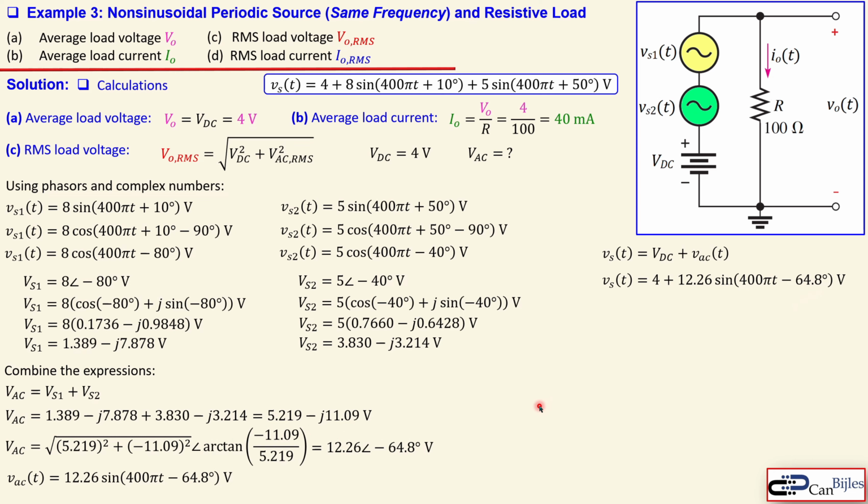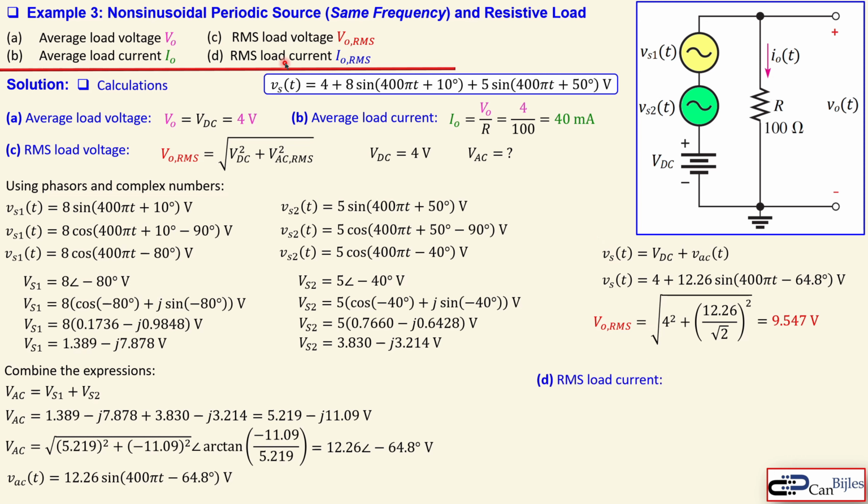Now if you look at this expression, we can directly calculate the RMS load voltage, because the RMS load voltage is equal to the RMS source voltage, and that will be the square root of 4 squared plus the amplitude here divided by the square root of 2, again because it is a pure sine wave, and quantity squared, and that will give us 9.547 volts. Okay, you see that the calculation in this case compared to example number 2 is more work, because you need to convert these two sine forms to one sine form.